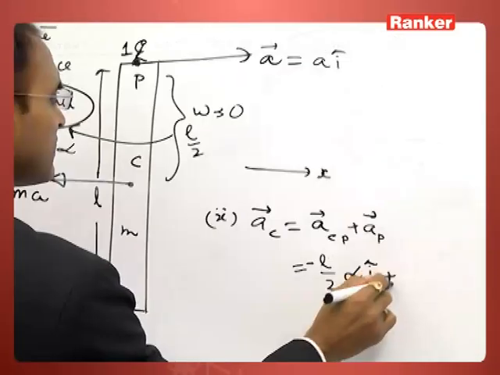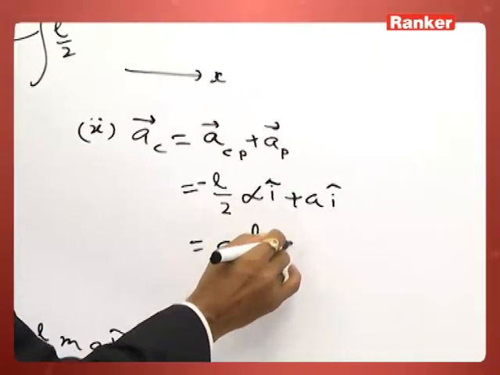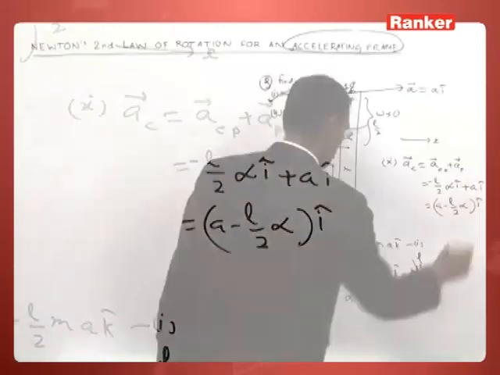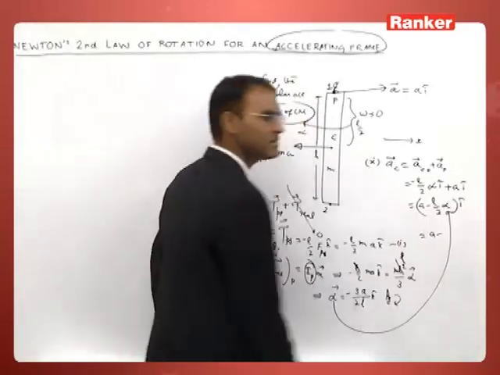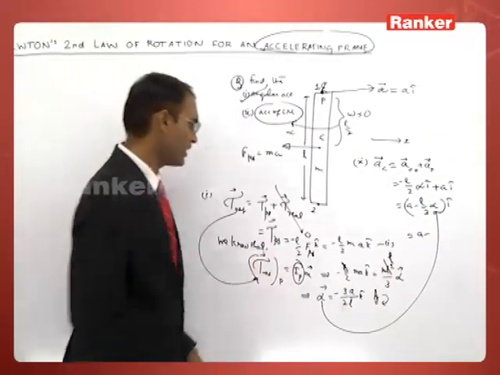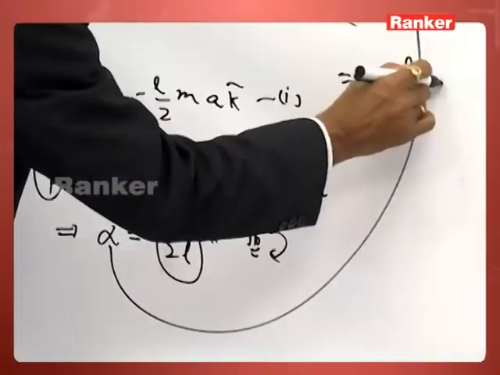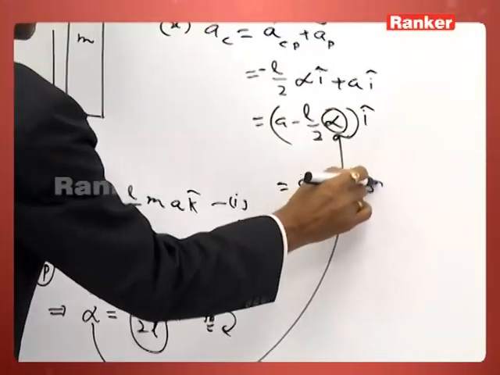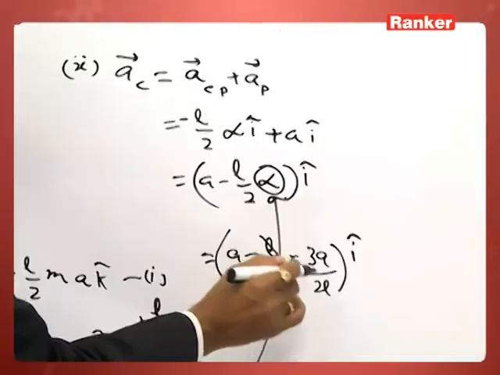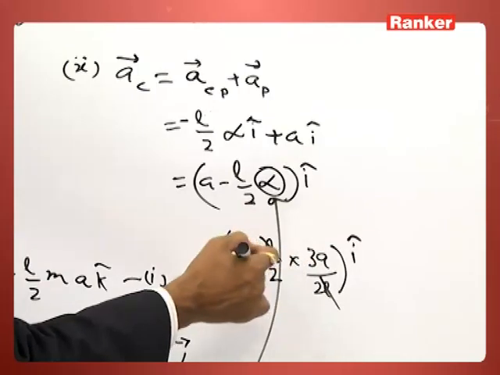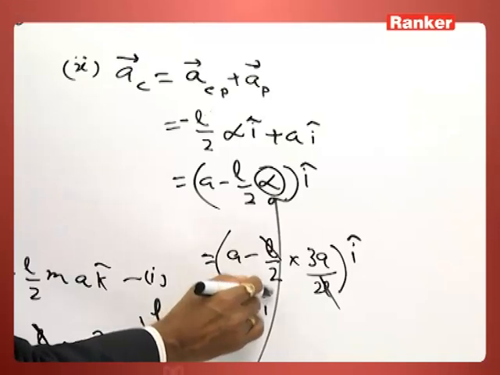Acceleration of this point is given as A i cap. Therefore, we are getting A minus L by 2 alpha i cap. And you substitute the value of alpha here. The magnitude A minus L by 2 into the magnitude of alpha, which is 3A by 2L. L getting cancelled. So this is A minus 3 by 4 into A, that is A by 4 i cap. Answer.